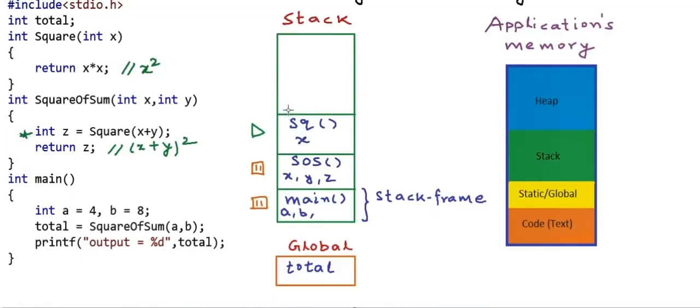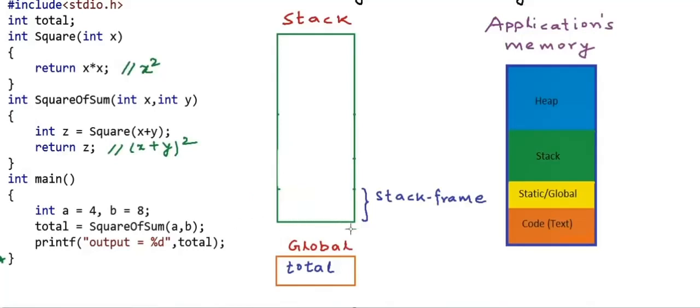As soon as square function will return, it will be cleared from the stack memory, and now square of sum function will resume. Once again, when square of sum finishes, the control will come back to this particular line. Line total is equal to square of sum, and main will resume again. Now main will call printf. So once again printf will go to the top of the stack. Printf will finish and the control will come back again to main, and now main will finish. And when main finishes, program will also finish. So in the end our global variables will also get cleared.